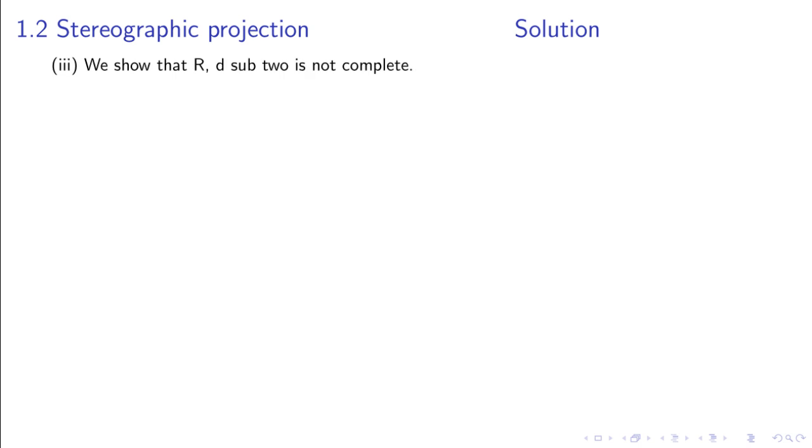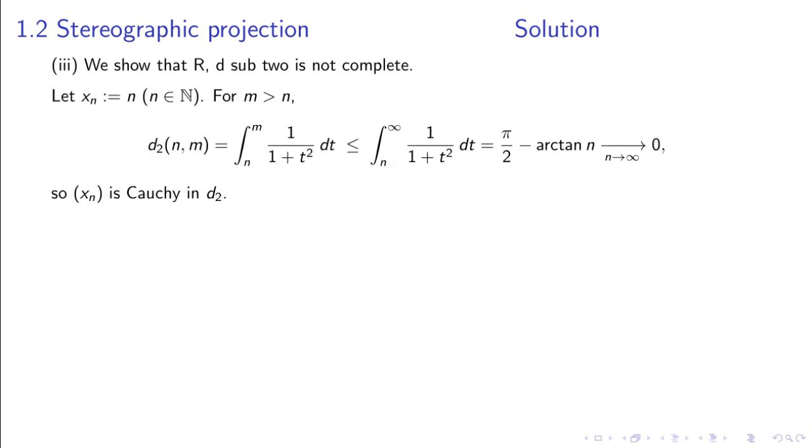Solution, Part 3. We show that (R, d₂) is not complete. Consider the sequence xₙ defined by xₙ equals n for natural numbers n. If m is greater than n, then d₂ of (n, m) equals the integral from n to m of 1 over 1 plus t squared dt. This integral is less than or equal to the integral from n to infinity of 1 over 1 plus t squared dt, which equals π over 2 minus arctan n.